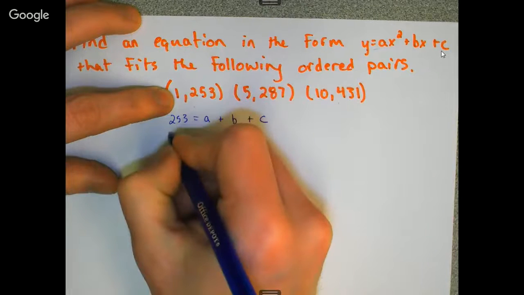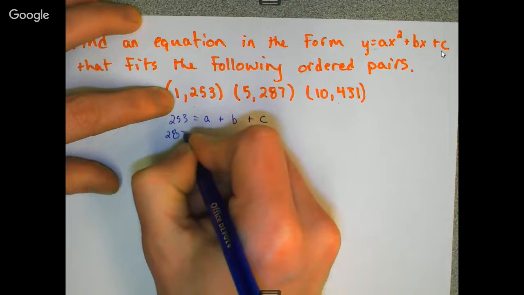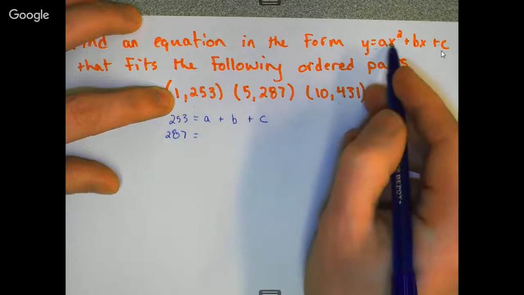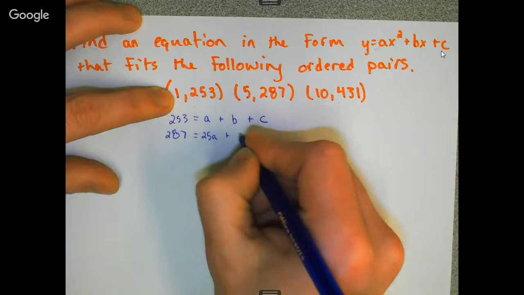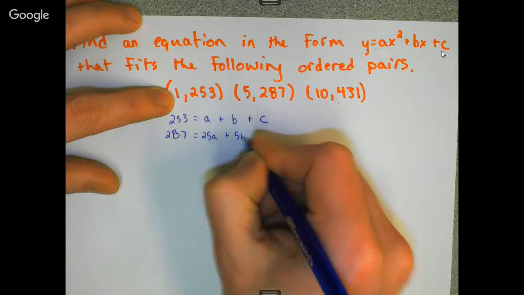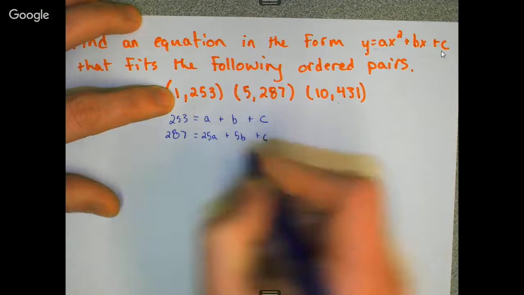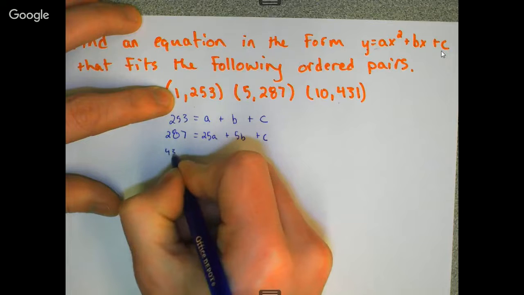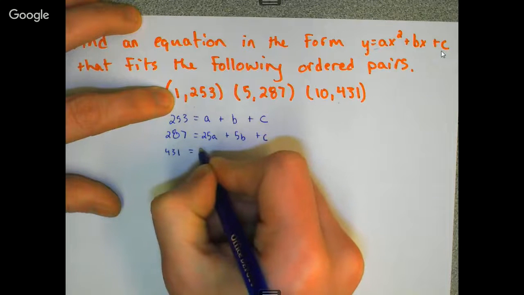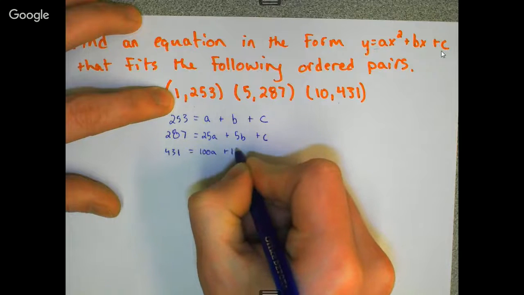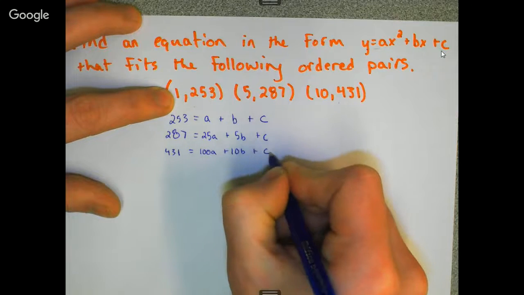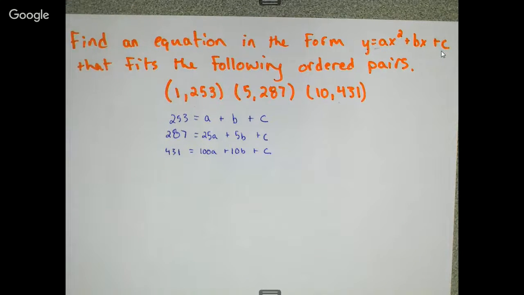Okay, the next equation is 287 equals ax squared, so that's 25a plus 5b plus c. The next one is 431 equals ax squared, so that's 100a plus 10b plus c. Okay, so there are my equations.